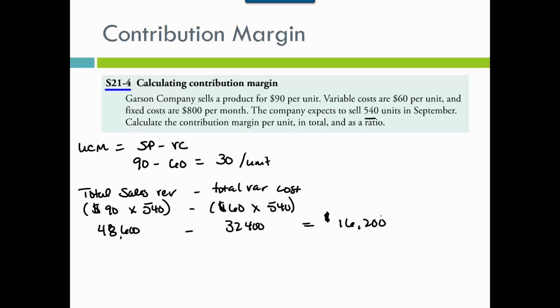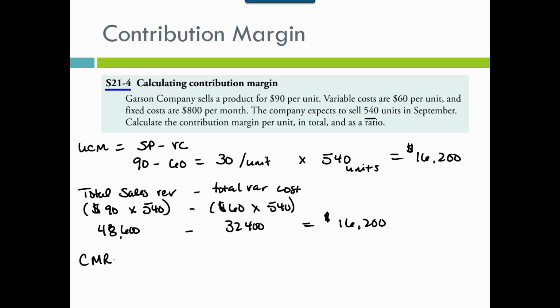The other way I could have done this was to say $30 a unit times 540 units, if that's what I sell, gives me 16.2. So either one is correct. And then the other thing they asked you for is a ratio.